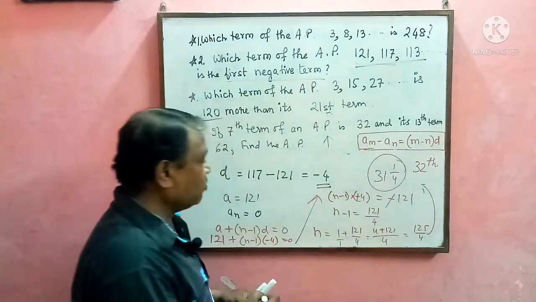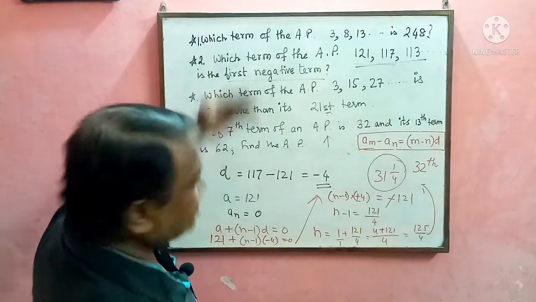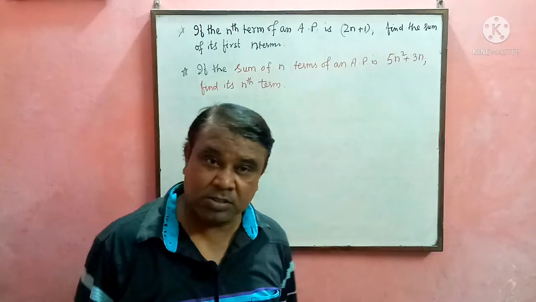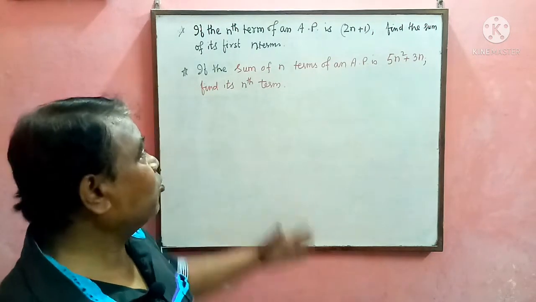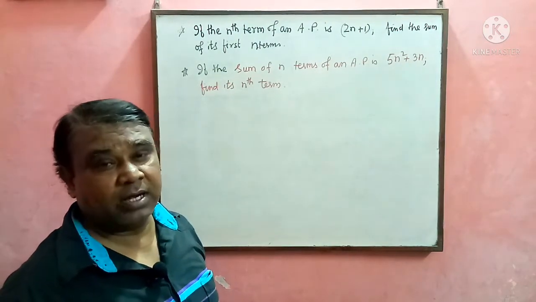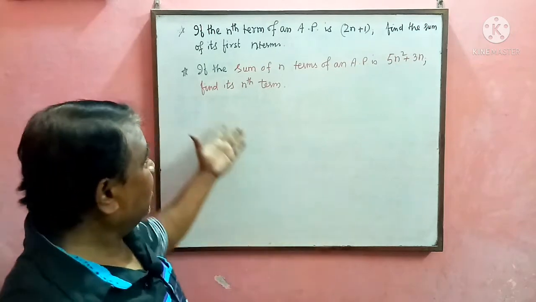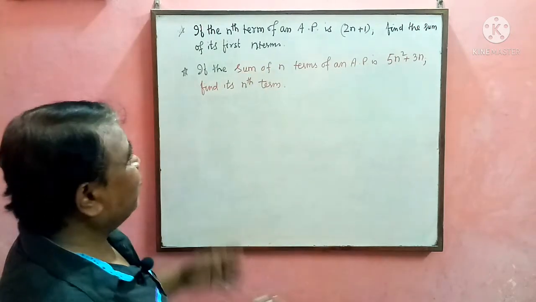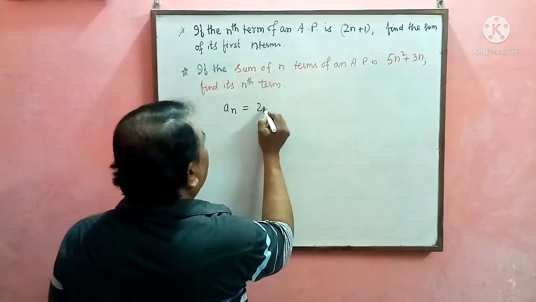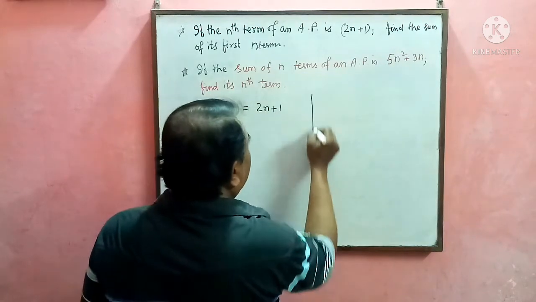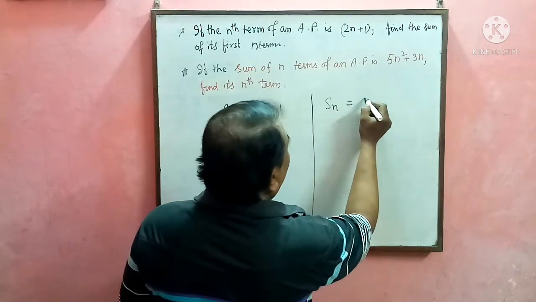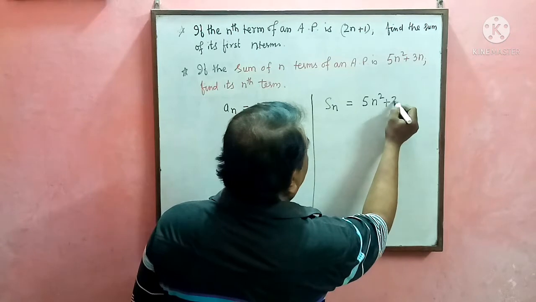This way, you try to understand and follow this question, as you may face this type of problem. Now you may face questions related to nth term in terms of n, or sum of n terms in terms of n. First of all, if it is the nth term, you write an is equal to 2n plus 1. If it is the sum of n terms, you write Sn is equal to 5n square plus 3n.